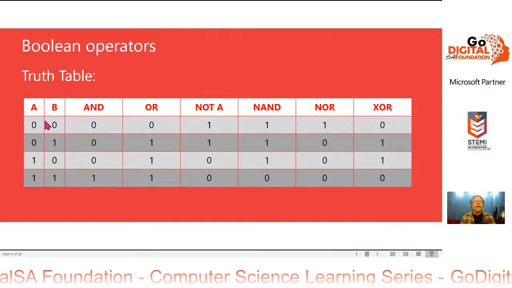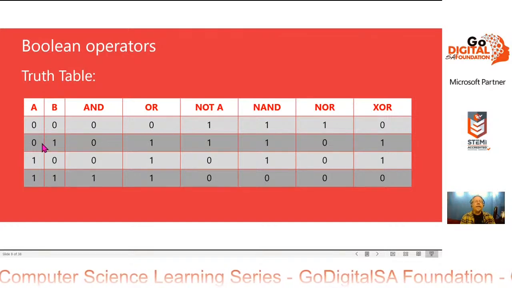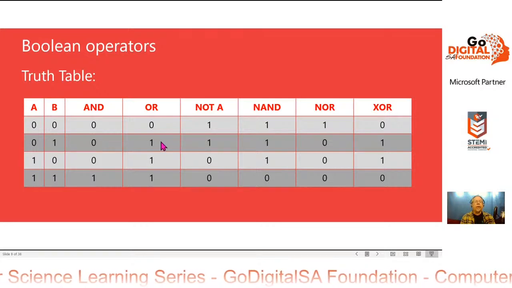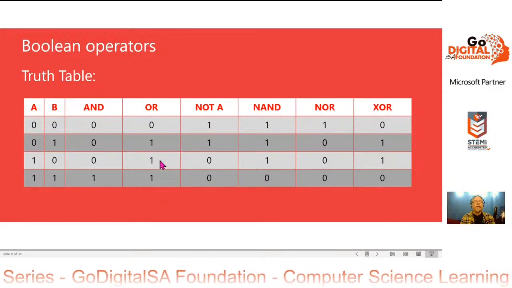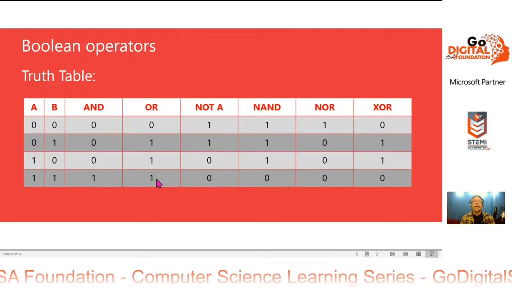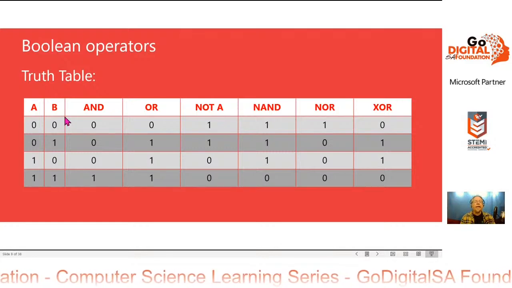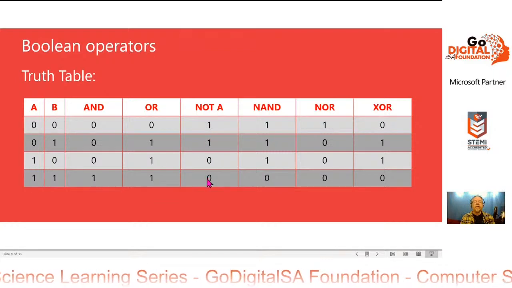Or if A and B are both 0, then A or B is 0. If A is 0 and B is 1, then A or B is 1. If A is 1 and B is 0, then A or B is 1. And if A is 1 and B is 1, then A or B is 1. And not A again, when it's 0, not A is 1. When it's 1, not A is 0.